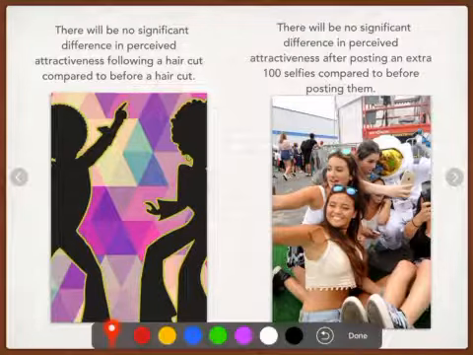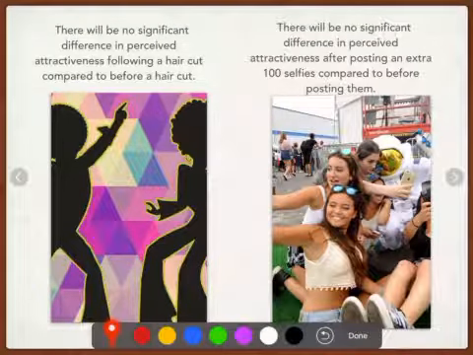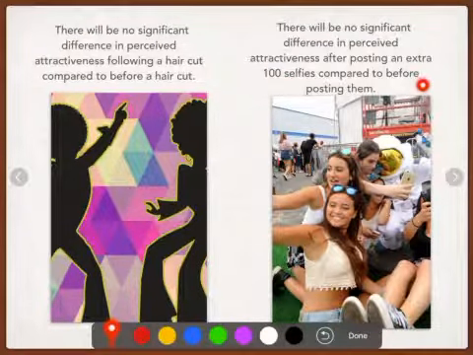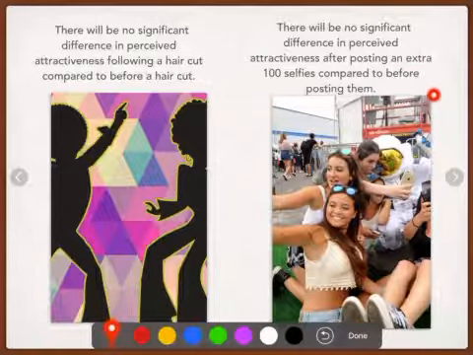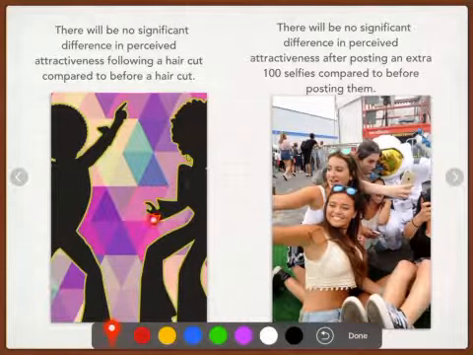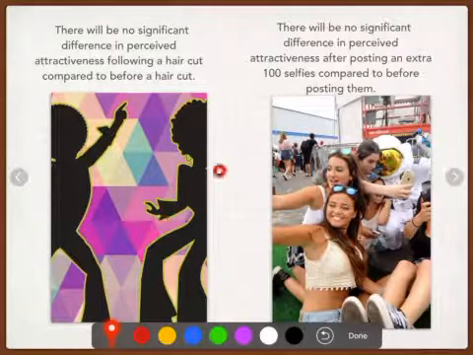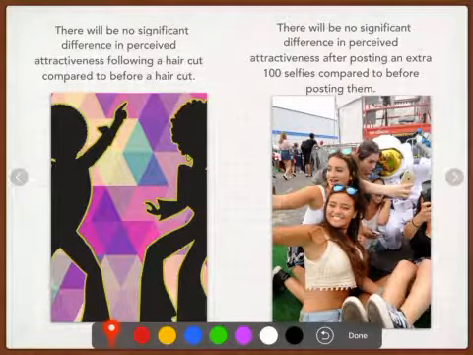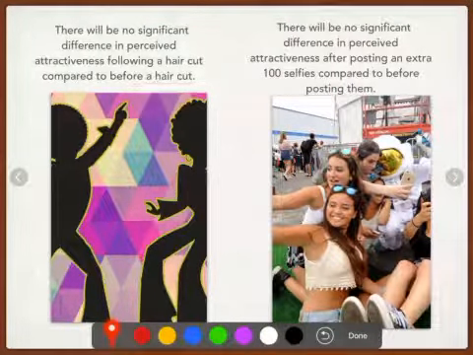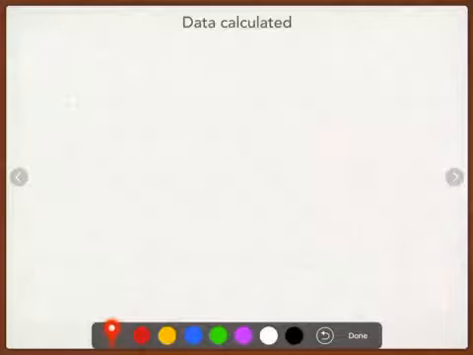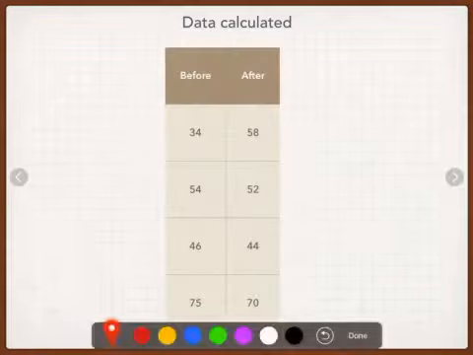For the millennials, there will be no significant difference in perceived attractiveness after posting an extra 100 selfies compared to before posting them. Okay, so essentially doing the same thing, and we're going to pretend that the researchers in the 70s and the researchers now did find the same data. So the data calculated is here. Let's say this was a much bigger table, but before having the haircut or before posting the selfies and after, and we've got our attractiveness ratings from our participants here.